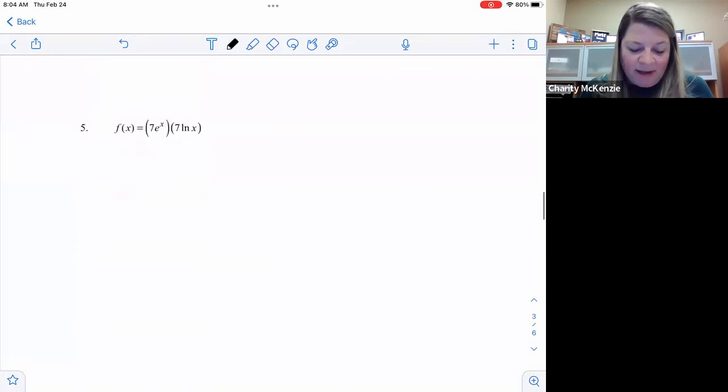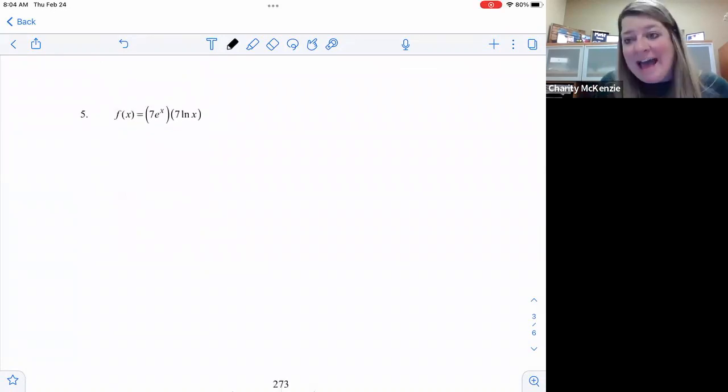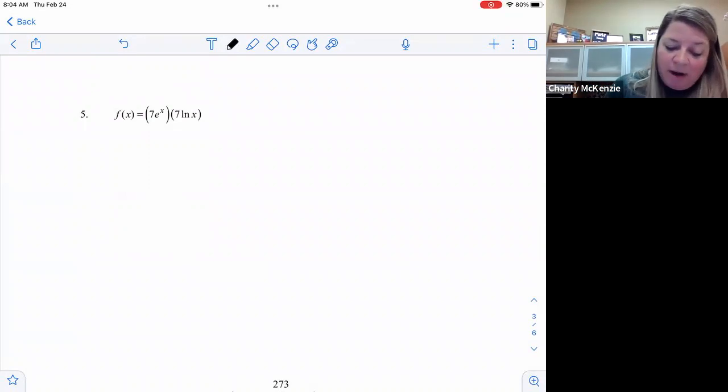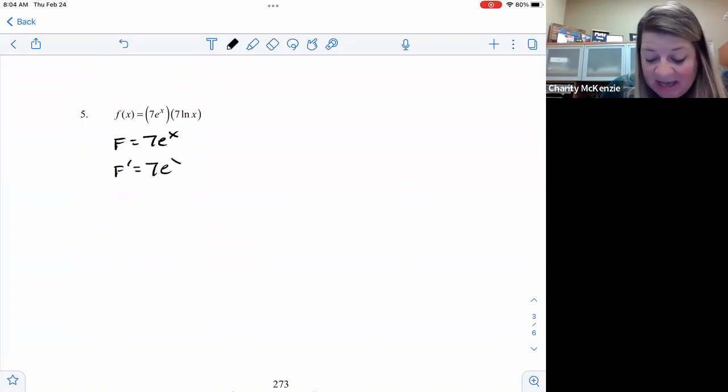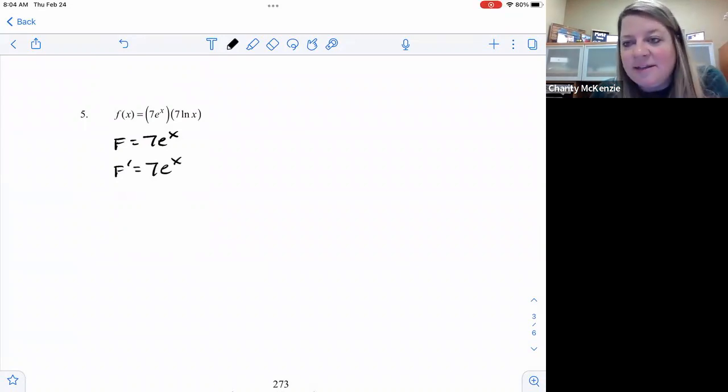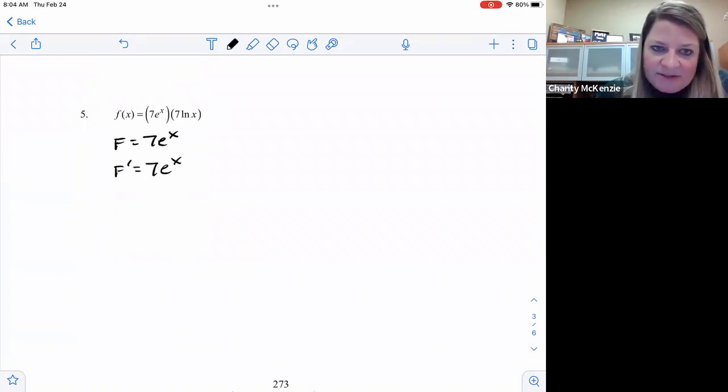Okay, let's do another product rule on something I would actually have to use the product rule for. I have no way around the product rule on this one, and it brings in some logs and some e's as well. So our first is 7 e to the x, right? And the derivative of the first is 7 e to the x. Well, that was a hard derivative. e to the x stays e to the x, 7 stays there.